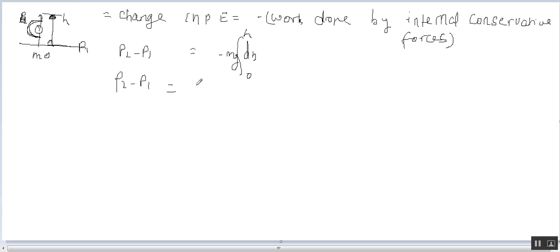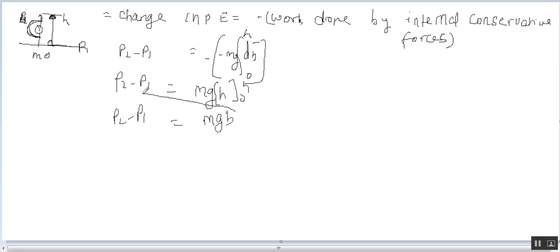is equal to, and here the sign will be minus, of the work done, minus mg dh. This is the work done. So I get mgh, from 0 to h. So the change in potential energy is equal to mgh. So P2 minus P1. Here we have established that the change in potential energy from P1 to P2 is equal to mgh.